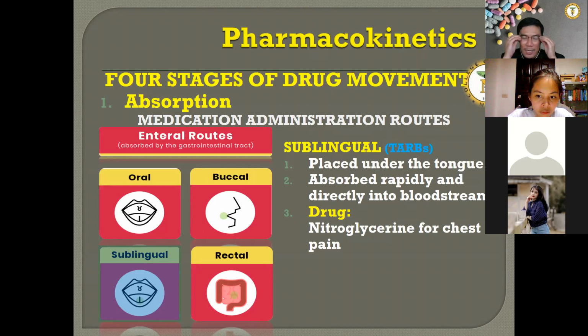One of the examples of common drugs given sublingual is nitroglycerin. This is a drug intended for chest pain. This is anti-anginal. Angina is termed as chest pain. That's why it is anti-anginal. So nitroglycerin is for chest pain and usually for emergency cases.